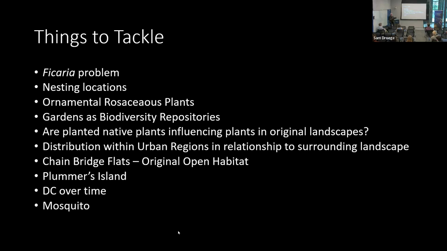Nesting locations. Where are things nesting in these urban, suburban environments? We come across a nest periodically. Come talk to me about finding nests, which is a problem in itself. But that's something that really isn't considered. You talk about plants, but we don't talk about nesting areas and creating and fostering that kind of thing.